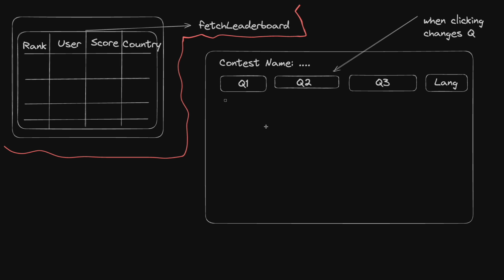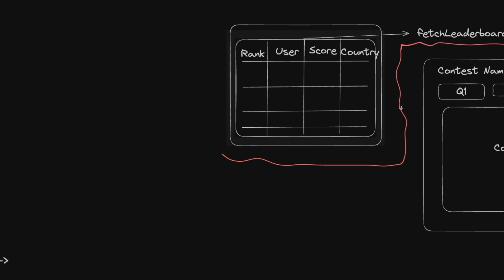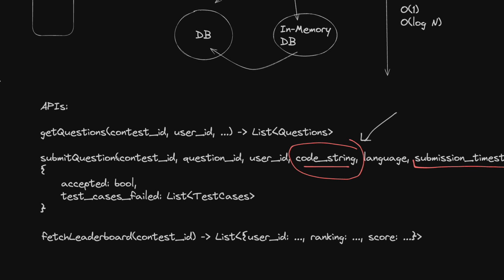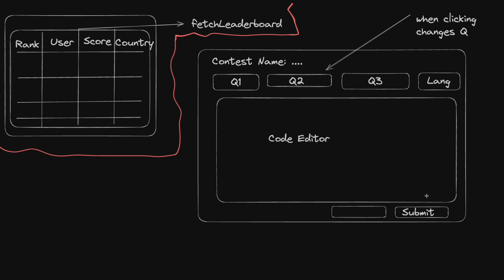Okay, so in a code contest, you're going to need a code editor. So this is going to be your code editor. And if we think about what a code contest might need, you're going to need to submit your code. So this is going to be the submit button. Submit your code. And as we know, we defined in here a submit question. So once you click this, we're going to submit a question, right?